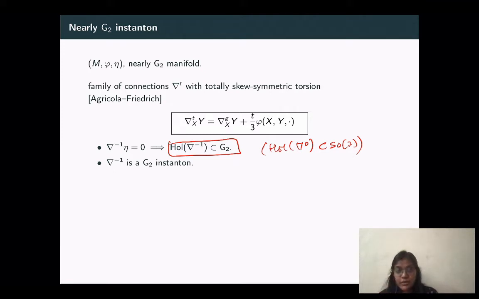Not only this, one can also show that this connection nabla -1 is actually a G2 instanton. So we readily have an example of a G2 instanton on a nearly G2 manifold.